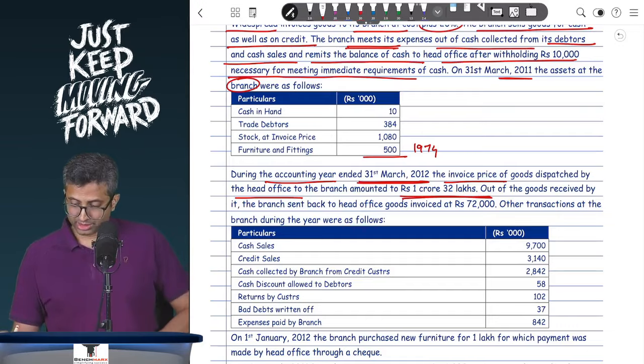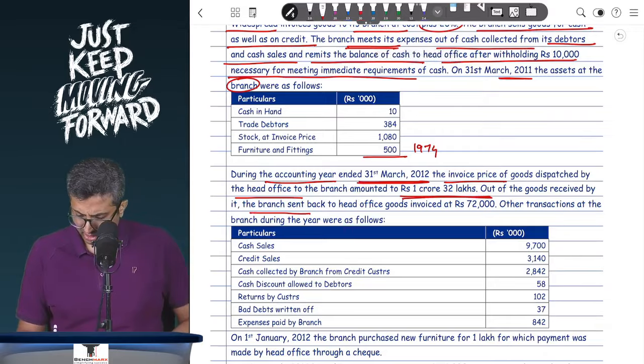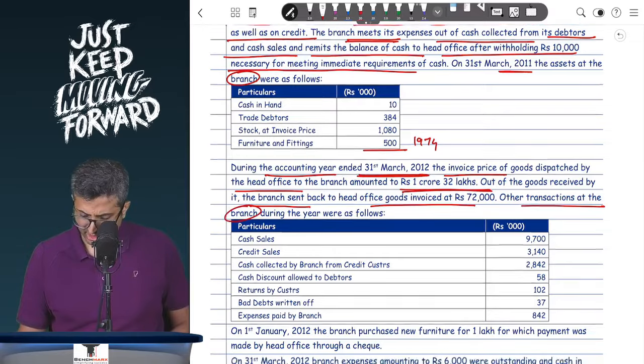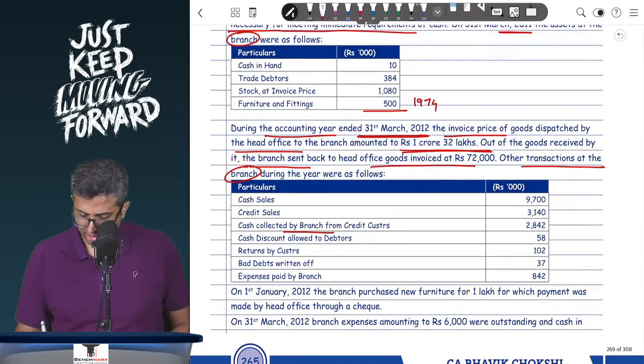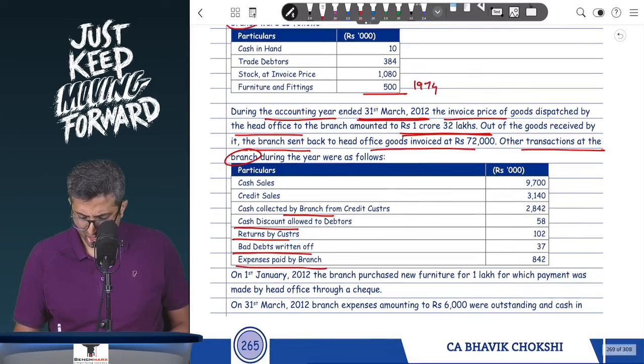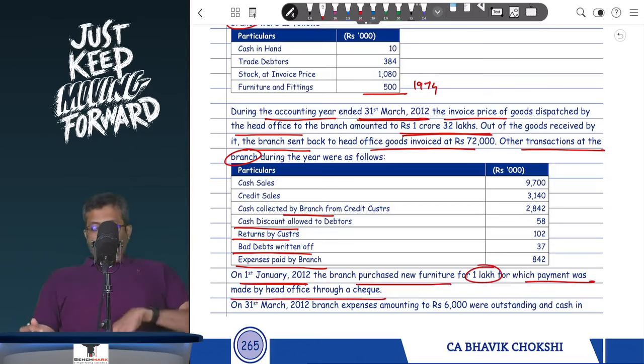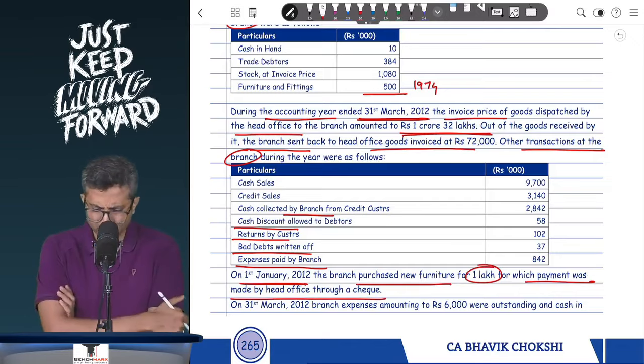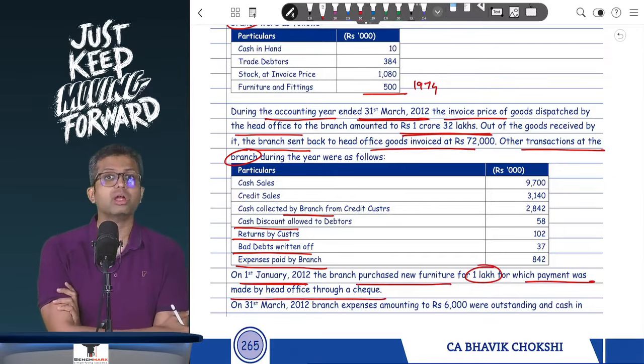Out of these, goods received by the branch sent back goods invoiced at 72,000. So this is goods returned. The other transactions at the branch are cash sales, credit sales, cash collection by branch, cash discount allowed to debtors, returns by customer, bad debt written off, expenses paid. On 1st January 12, branch purchased new furniture for 1 lakh, for which payment was made by the head office through a cheque. So this will also be going in the branch account because this is paid by the head office.